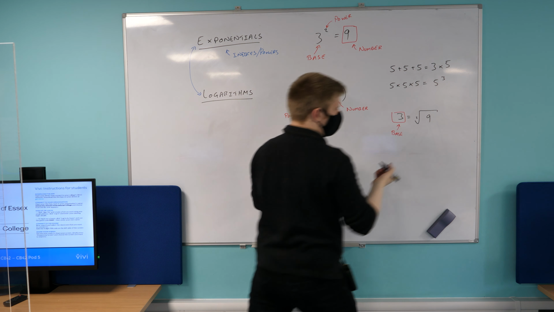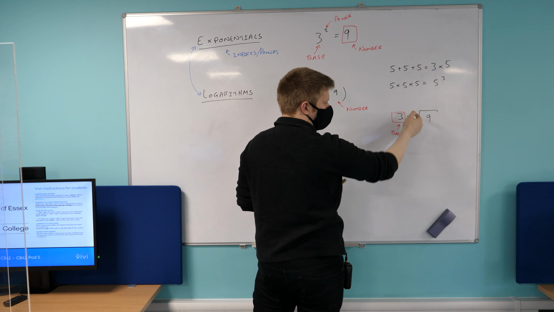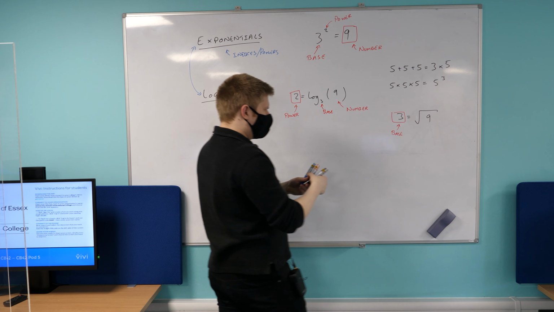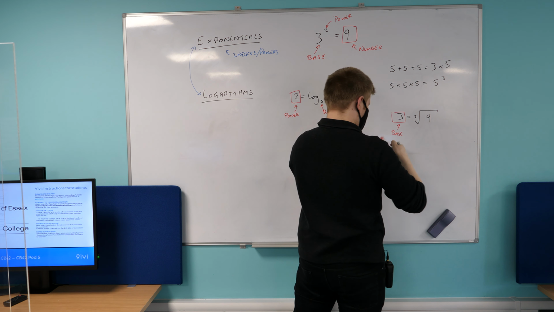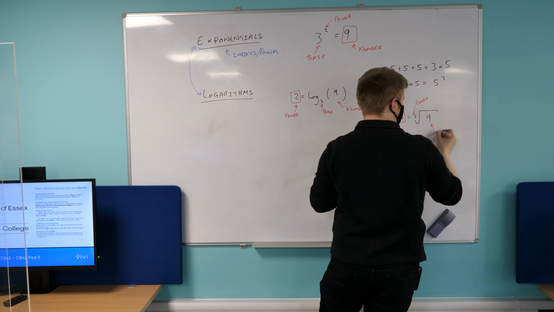You happy with that? Now usually we would put the root, the power, down here. If we don't put it there, it's just assumed to be 2. Have you seen that before? Yeah. So I will put the 2 in just for sake of completeness. So in that case, that's the power, and this thing under here is the number.